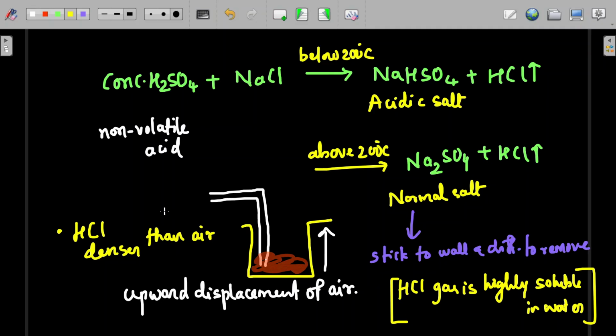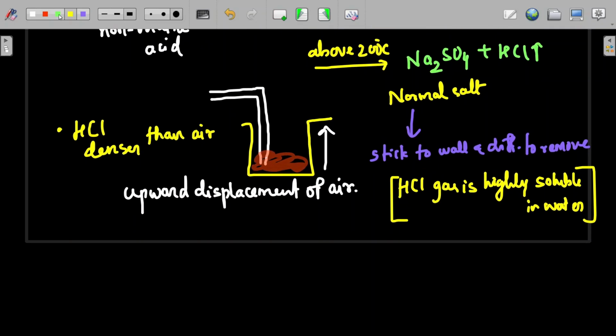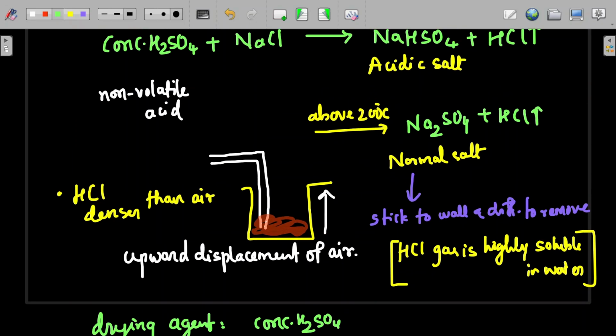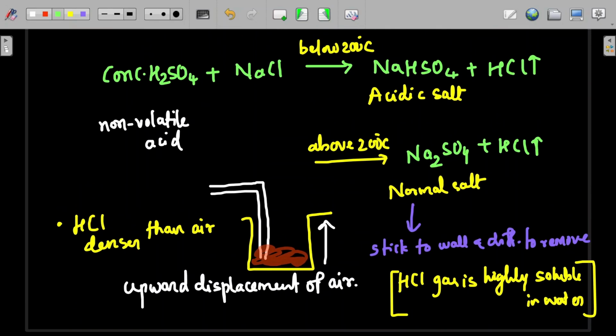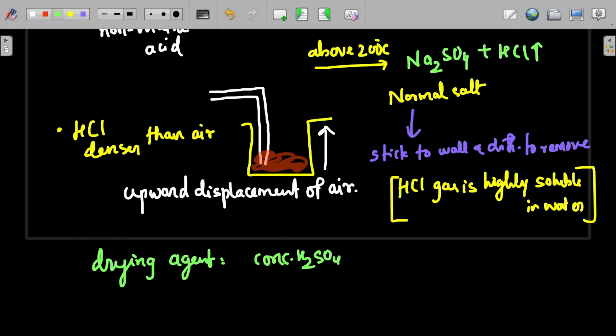Other than this, some precautions, drying and all is there, no? So the drying agent we use here is the same concentrated sulfuric acid. Whenever they ask you the question, what is the role of concentrated sulfuric acid in the reaction, you should not write drying agent. You have to write non-volatile acid. Drying agent is not in the reaction part. It is only used after the reaction.